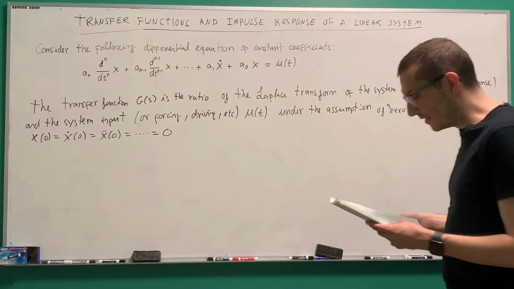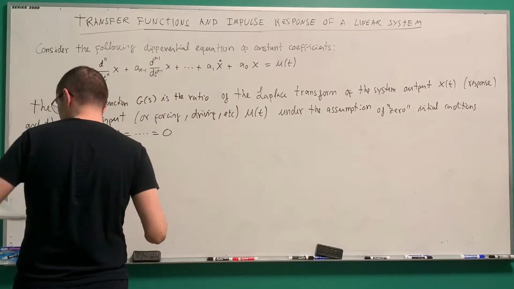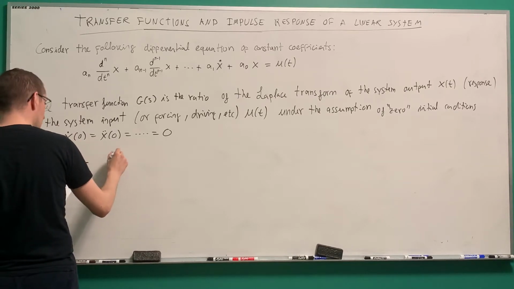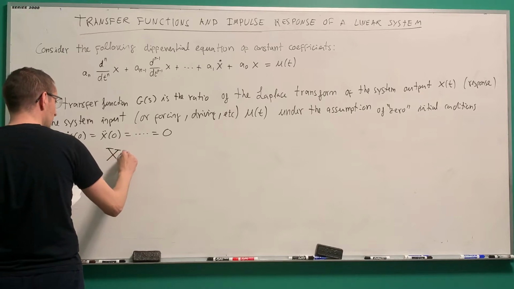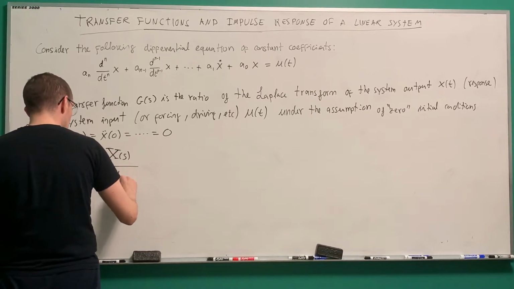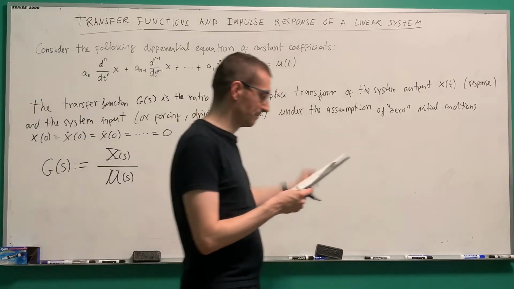All right, so the definition, let me just write it: G of s is defined as capital X of s, the Laplace transform of x, the response, divided by capital U of s, which is the Laplace transform of the input.